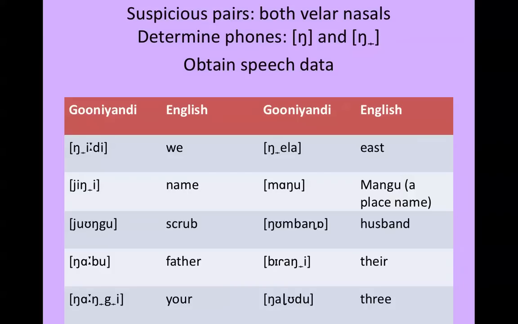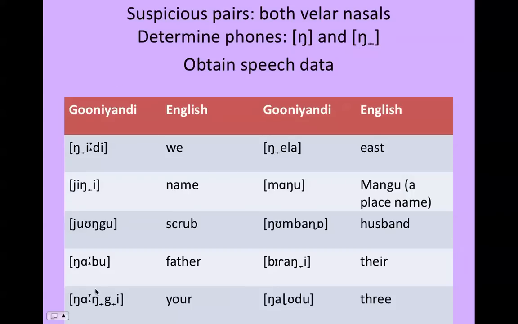Okay, so let's go through this. Here is some speech data of a language called Gunyandi, and I marked their English equivalent. Within the speech data we want to find suspicious pairs. Both of them are velar nasals. They both have the same place of articulation, which is velar, and the same manner of articulation, which is nasal. Then we're going to determine the phones. The phones here are a velar nasal, and an advanced velar nasal.